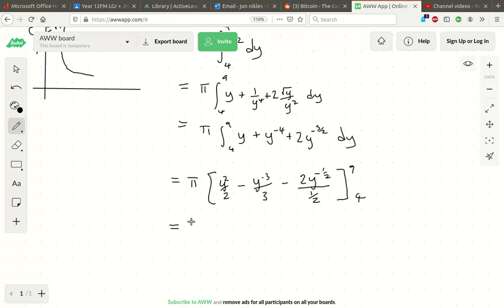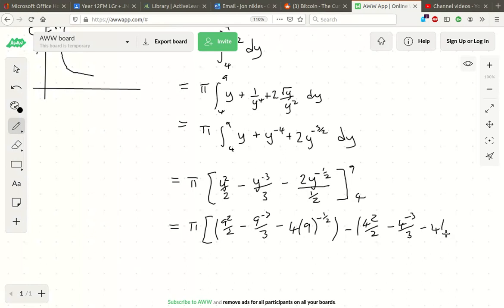Personally, I'd definitely use a calculator now, but I wouldn't ask my calculator to do too much at once. So I'm going to do 9 squared over 2 minus 9 to the minus 3 over 3, minus 4 times 9 to the minus a half. I've done the 2 divided by a half in my head there. Minus, okay, 4 squared over 2 minus 4 to the minus 3 over 3, minus 4 times 4 to the minus a half.